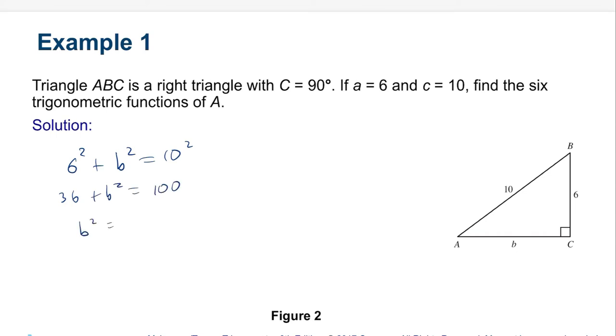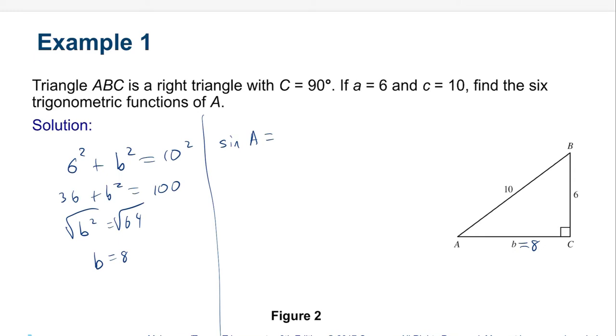B squared equals 64, once you subtract 36 from both sides. Take the square root of both sides of the equation, and you get b equals 8. So now we know that this is 8, so we have a 6, 8, 10 right triangle. Now we can find the 6 trigonometric functions of A. Let's start with sine of A.